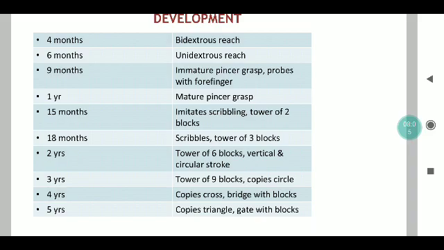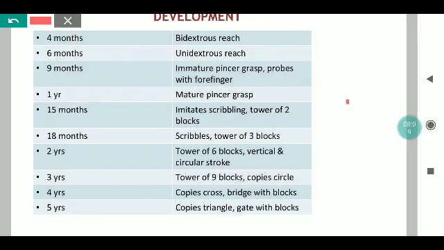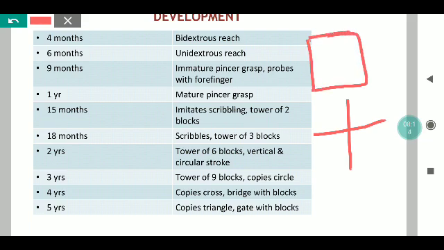I'm emphasizing this here. Copying the cross is one aspect at 4 years. So while you do get the cross, you also get the square or the rectangle, both of which are the fine motor milestone at age 4.